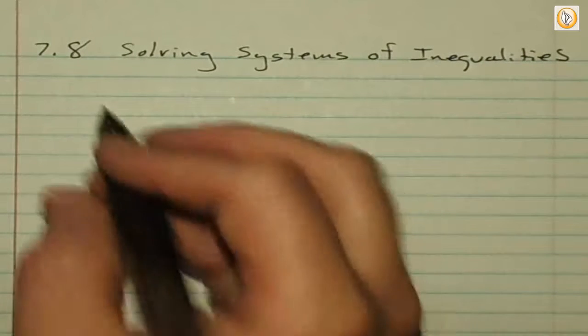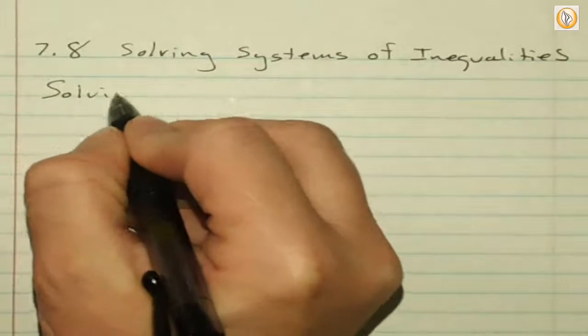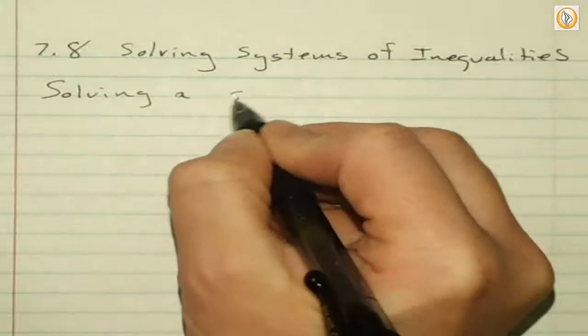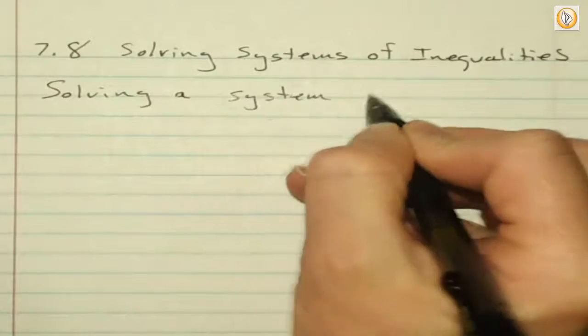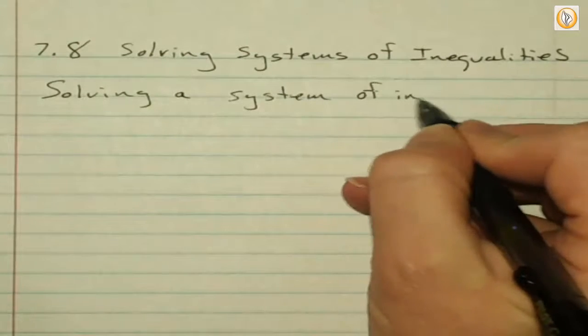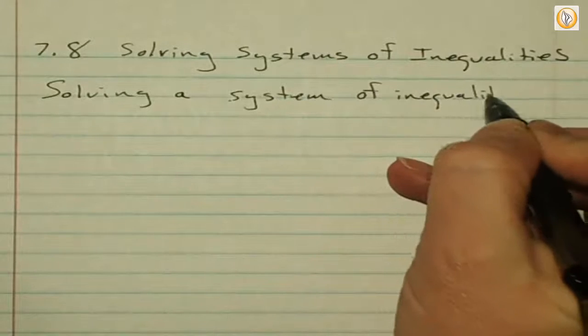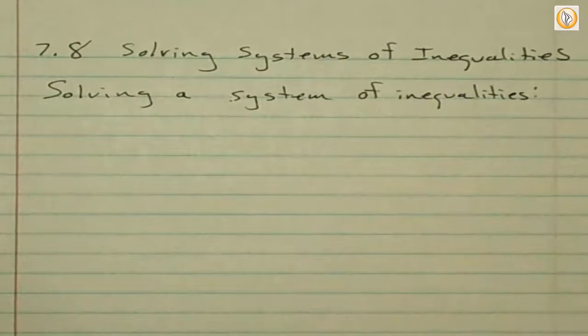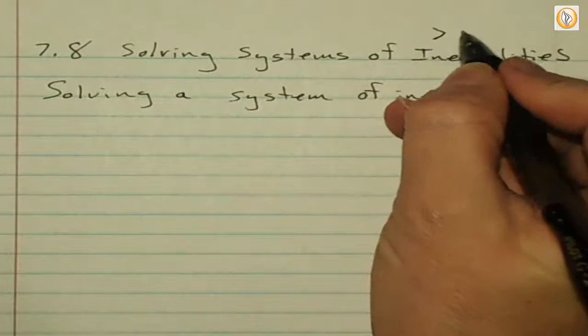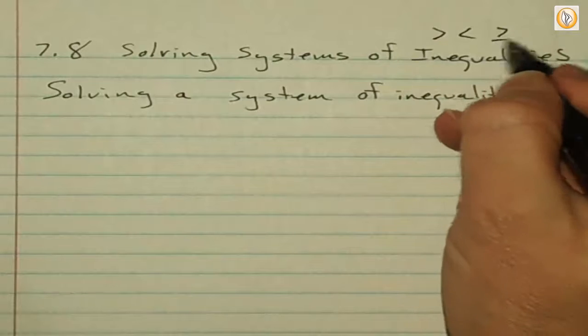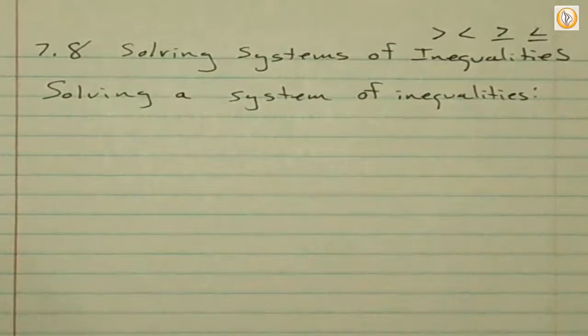Okay. So solving a system of inequalities. These are the steps I'm about to tell you. Okay, inequalities, just in case you have forgotten what inequalities are. Someone give me an example. Greater than, less than, greater than or equal to, less than or equal to. Okay, there you go. Those are your inequalities.